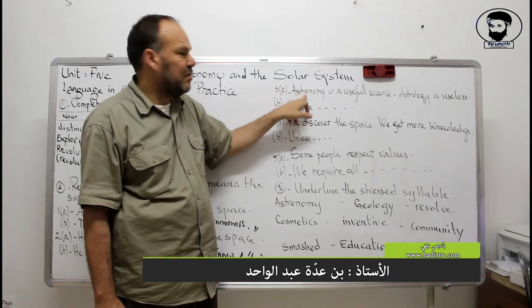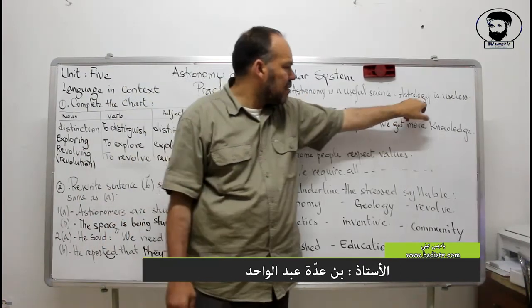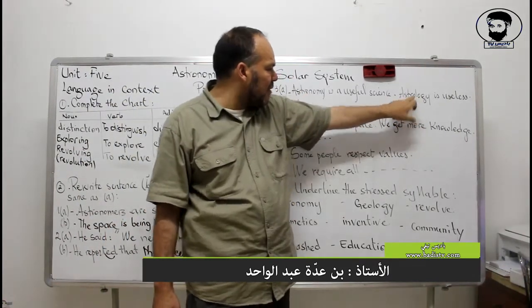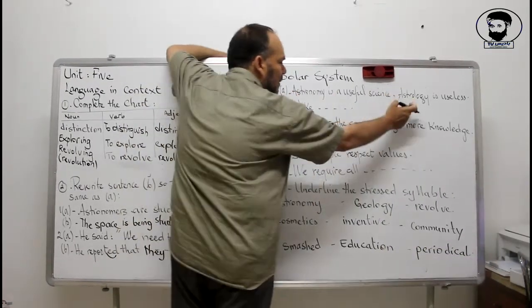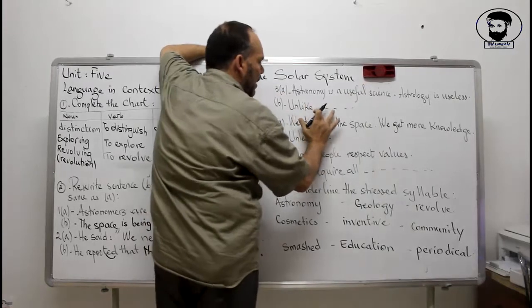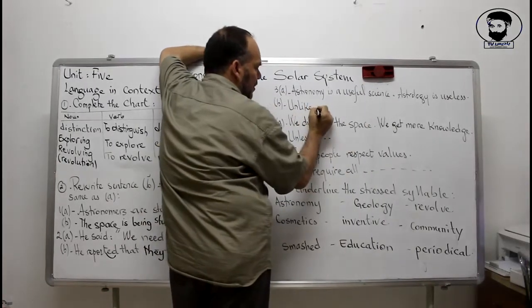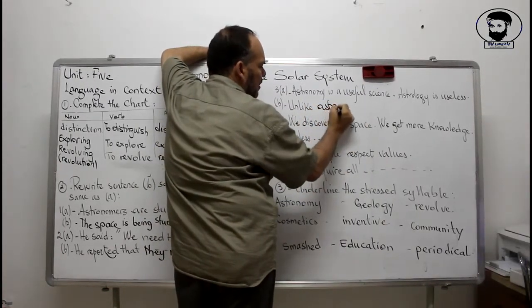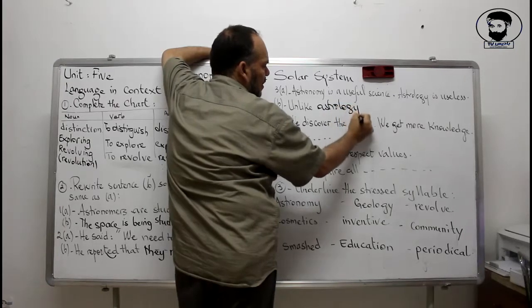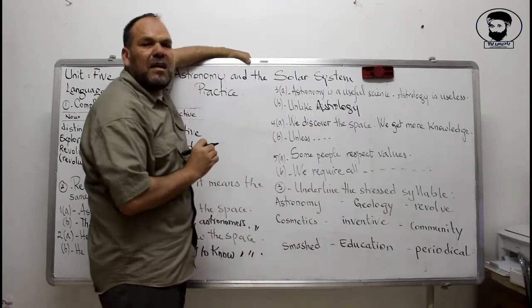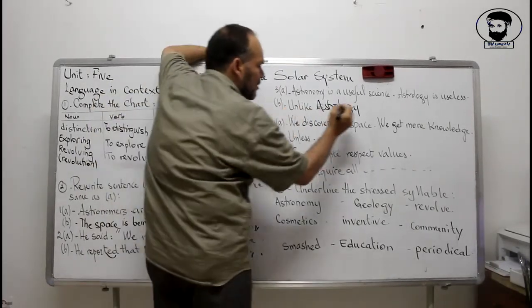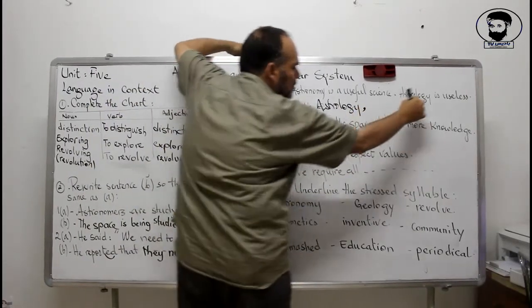The subject of this. You either use the subject or this one. So let's use this one. And like astrology, for example, you can use either this one or this one. Now let's use this one. Unlike astrology, with a capital A, because it's a proper noun of the science. So, unlike astrology, comma, we are not going to use this part.